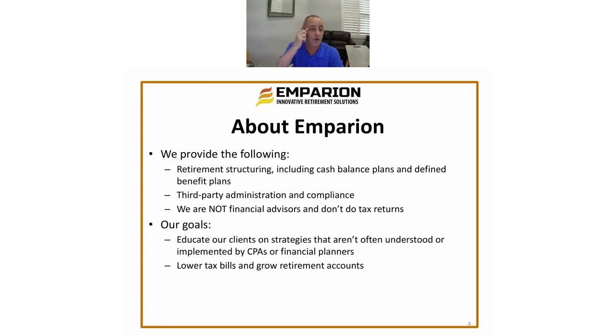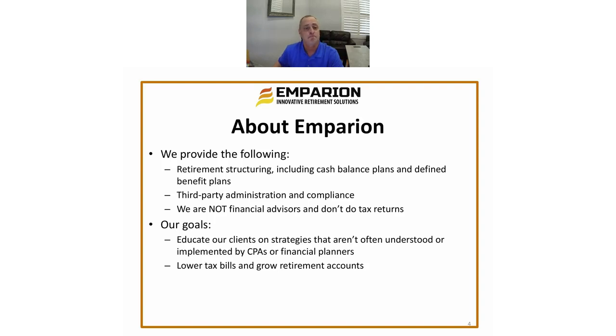Now, Empyrean, we do the structuring of cash balance plans and defined benefit plans. We're what we would call a third-party administrator, which means that we handle essentially the compliance. We are not investment advisors, so we can't tell you how to manage the investments. We also don't do tax returns. But we spend a lot of time talking to CPAs, educating them on these plans and how they work. Our goals at Empyrean are really to educate clients on different types of structures that many CPAs and financial advisors don't necessarily get involved with. But our ultimate goal is to lower your tax bill and ensure that your retirement accounts grow with effective utilization of these plans.